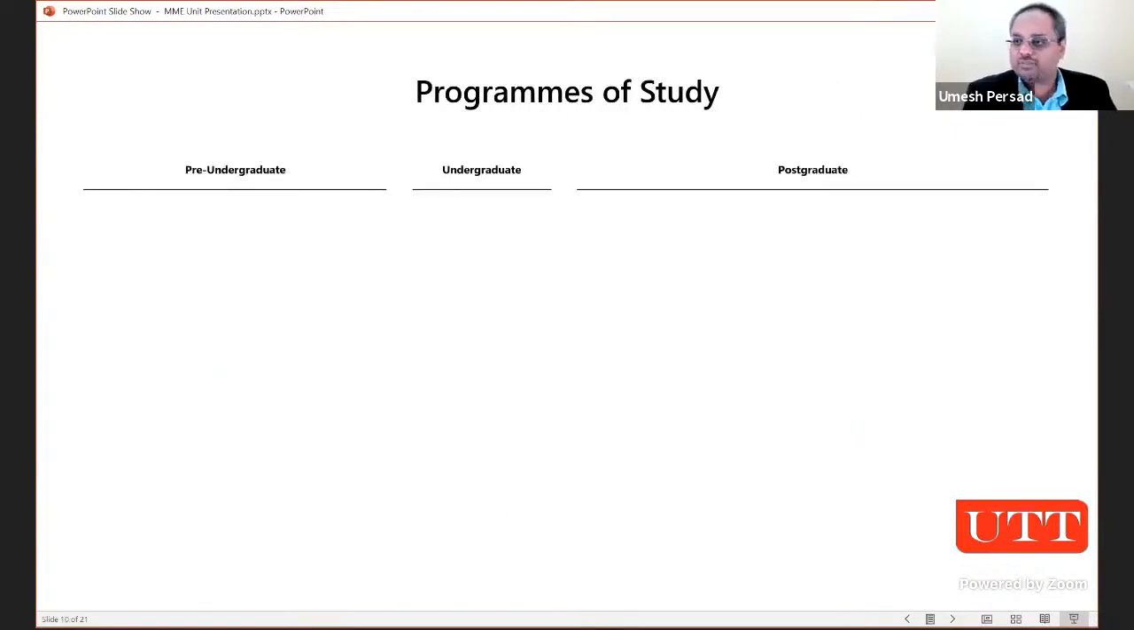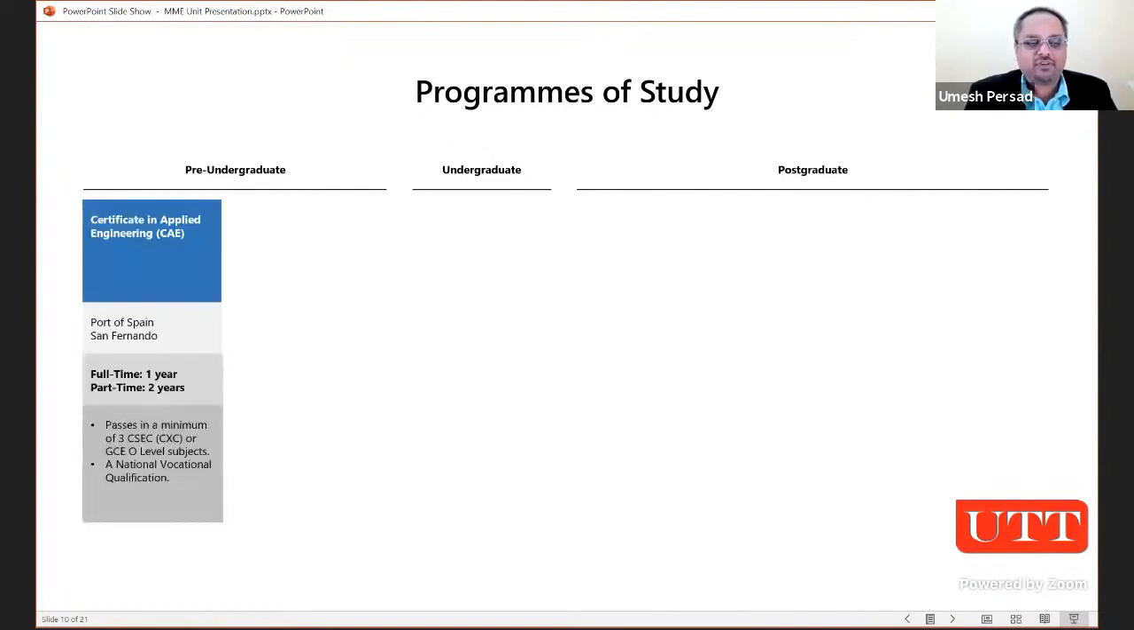In terms of our programs of study then, what can you do? We have 3 areas where we offer training. The first is the pre-undergraduate area. By pre-undergraduate, I mean before you get your first degree. So we have the first program, which is the Certificate in Applied Engineering, or CAE for short. It's offered at Port of Spain and San Fernando, full-time 1 year, part-time 2 years. And the entry for this would be 3 CSEC subjects. As you see there, you'll find more information on the website.